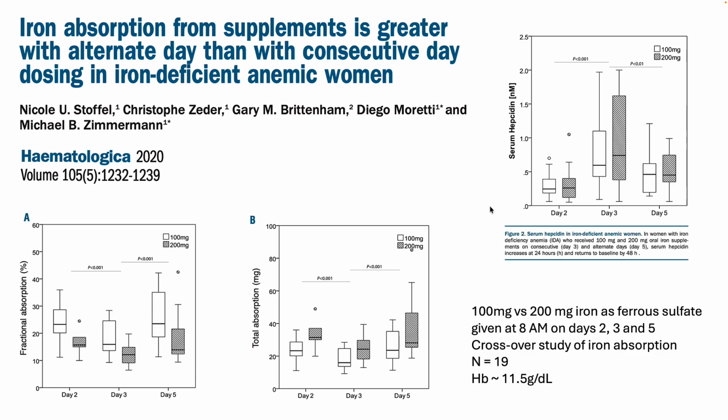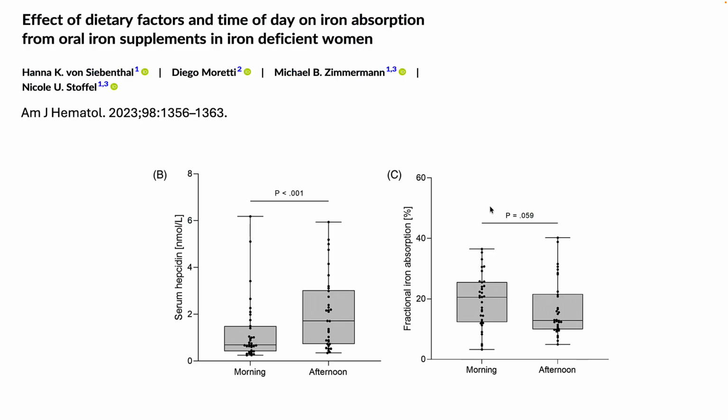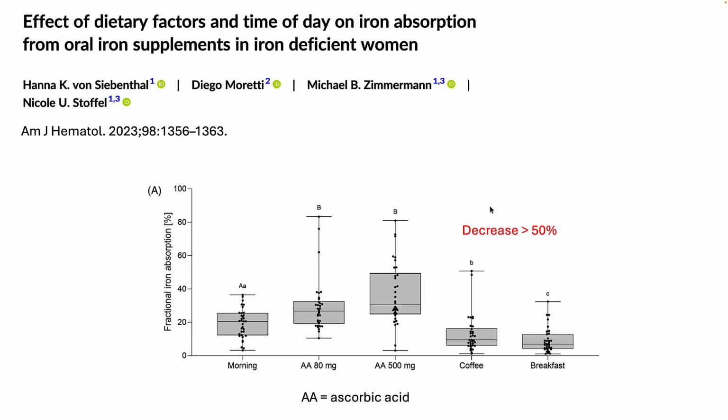Note that in this case, the daily absorption is around 20 to 30 milligrams per day with 200 milligrams of supplementation on alternate days, which is much higher than our assumption of 10 milligrams per day. Since the hepcidin response is weaker with morning doses compared to afternoon or evening doses, morning doses are preferred.